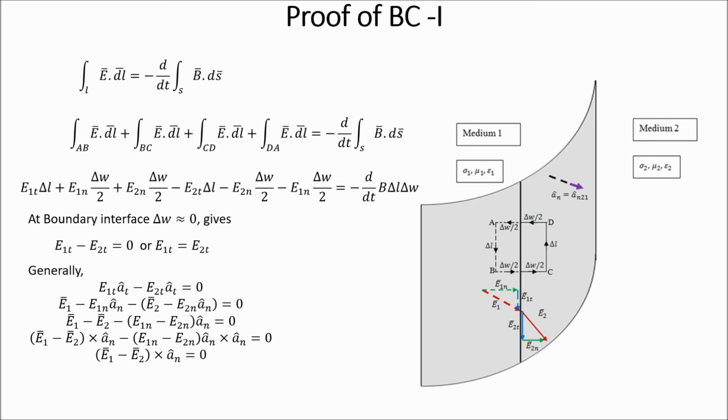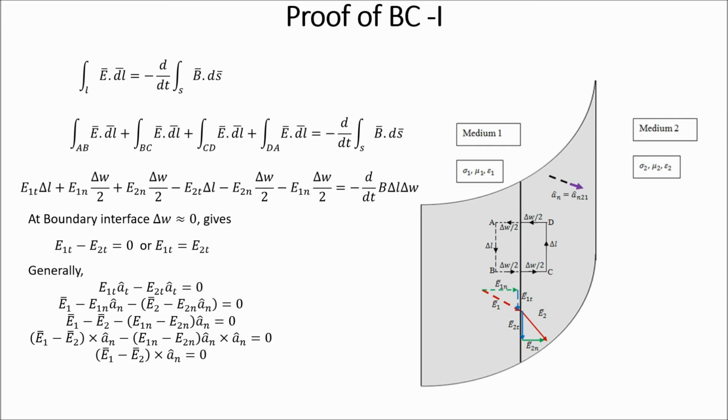And then we rearrange them. So write E1 minus E2 and minus E1n minus E2n an. And finally, we take a cross product with the normal direction an. So for both terms, E1 minus E2 cross an, E1n minus E2n an cross an, and an cross an, according to the mathematics, this will be 0. So we find that E1 minus E2 cross an is equal to 0.